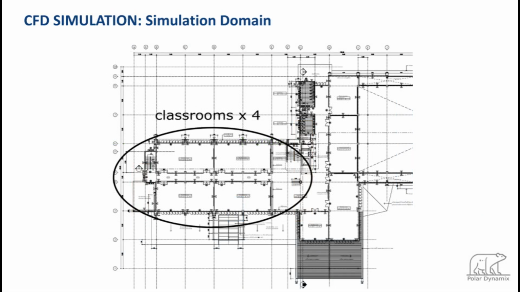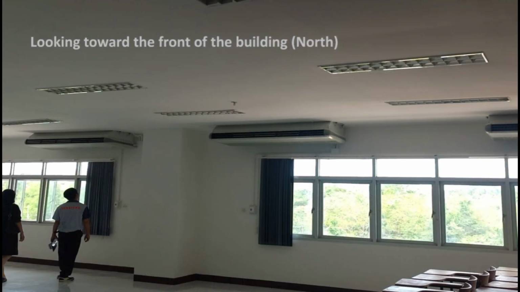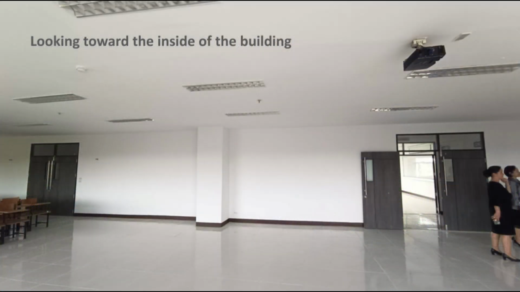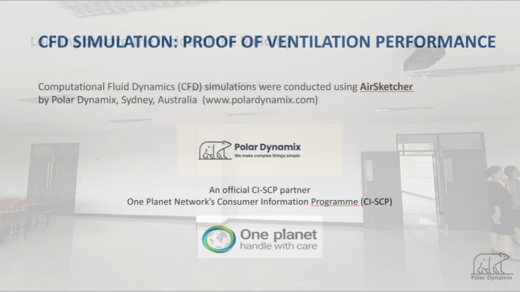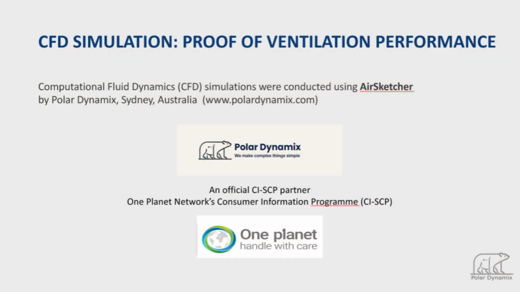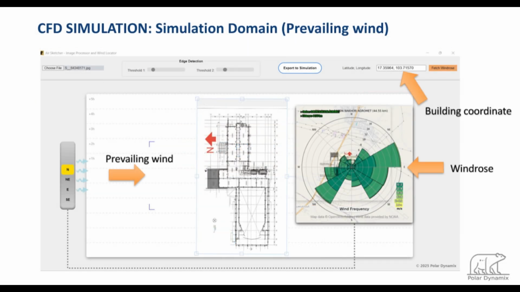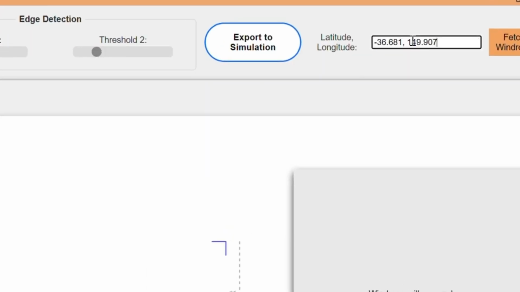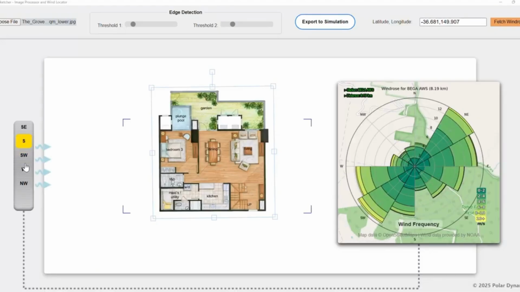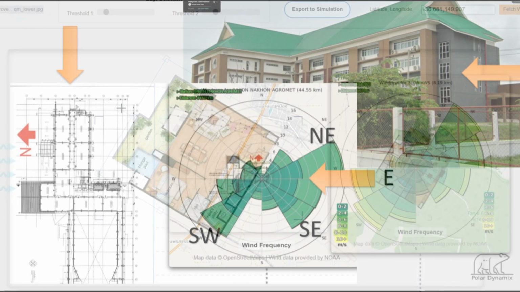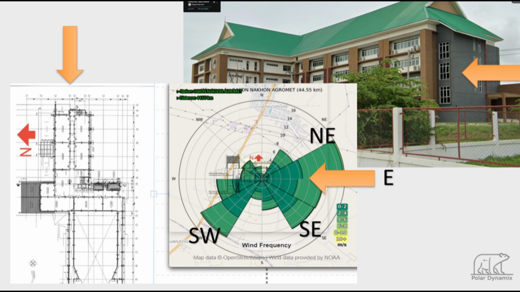Here is the area of focus in this study. Looking toward the front of the building, which faces north. The opposite side is the inside of the building. We use CFD Air Sketcher to investigate the pattern of flow in the area of interest. We input the coordinates of the building into the software. The software automatically extracts the wind data and creates windrows. We now know that the prevailing wind mostly comes from the east and southwest.